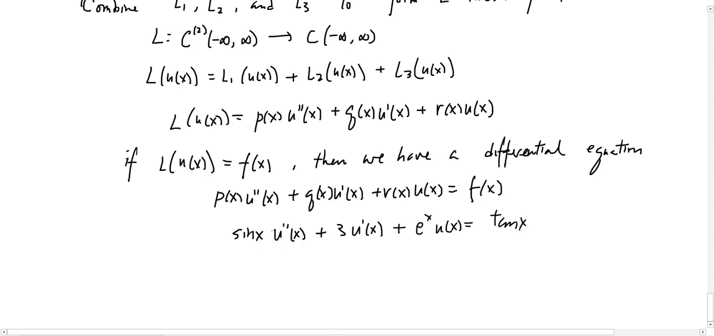There you go. Now that would be a differential equation in the function u, and it has p of x, which is sine x, q of x, which is the number 3, r of x, which is e to the x, and f of x equal to tangent x. Actually, I'm sorry, I can't use tangent, because tangent is not continuous, unless we restrict the domain to negative pi over 2 to positive pi over 2. So let's just pick one that is continuous from negative infinity to positive infinity. How about, I don't know, x squared. There you go. Okay, so now let me continue.